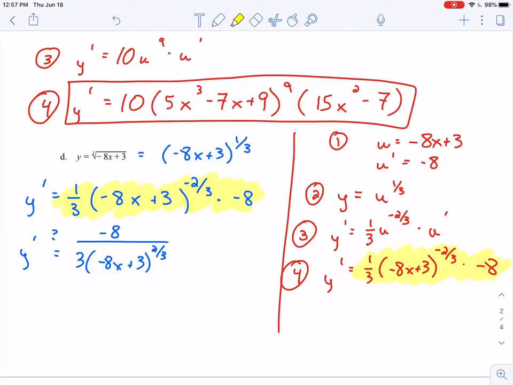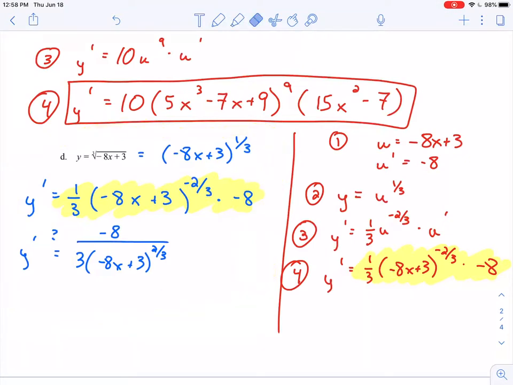I wouldn't recommend using this method that I used over here on the left-hand side until you feel very comfortable with the chain rule. So I would definitely practice some problems that just involve the chain rule. Just look at those. See if we can't get comfortable before you jump straight into trying to use this shorter method. Otherwise, it's really, really easy to make a mistake.